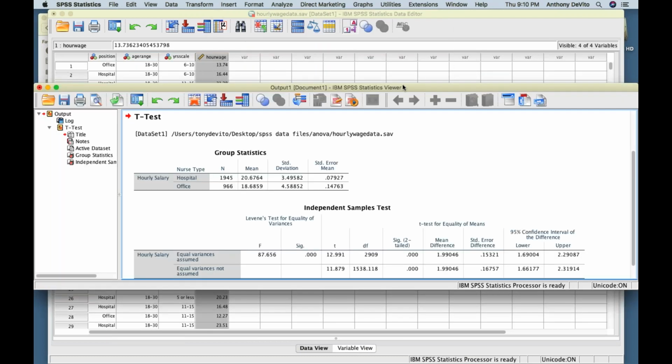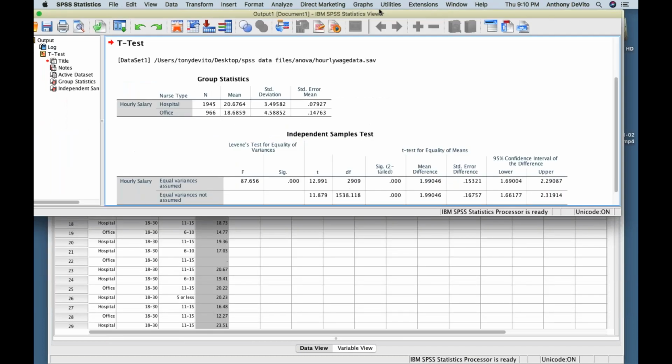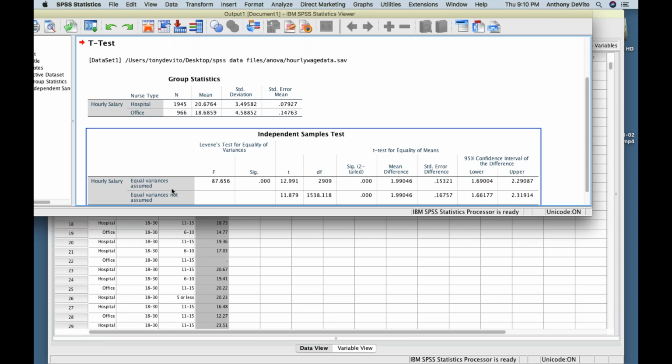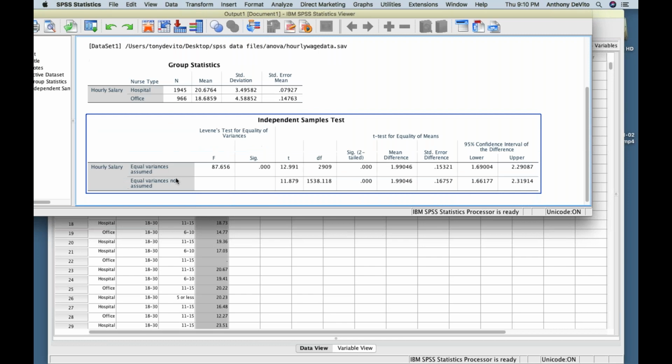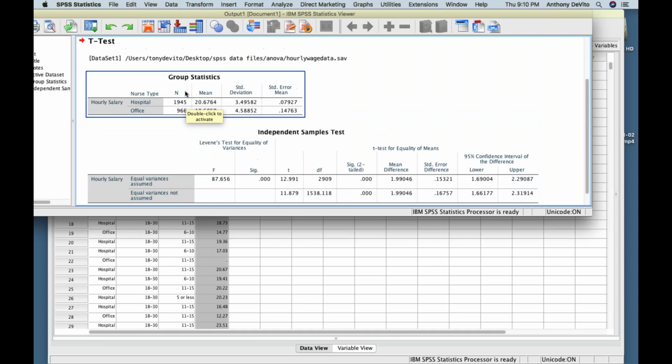So our output is going to perform an independent samples t-test. And as usual with an independent samples t-test, first we get some descriptive statistics. The mean salary for hospital nurses is $20.67 an hour, 68 cents an hour. For office nurses, it's $18.70.